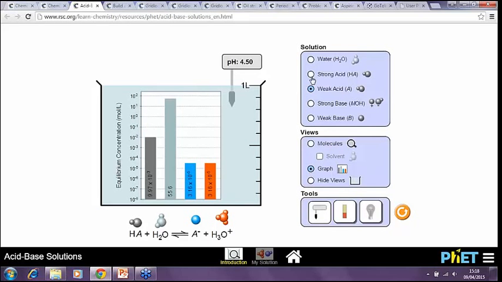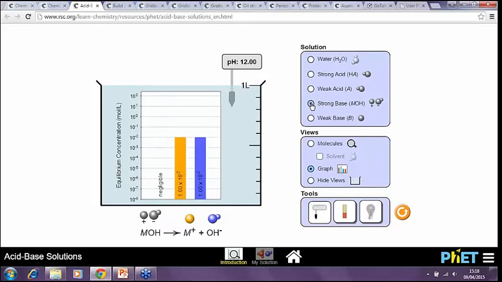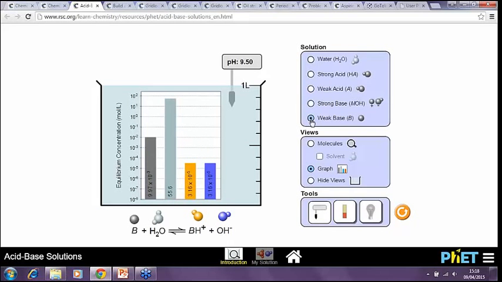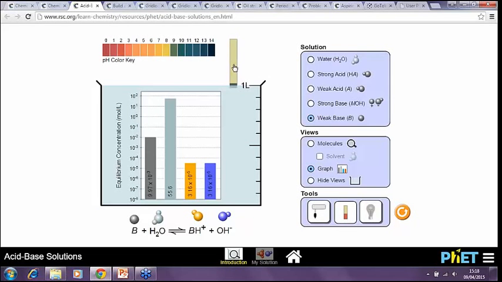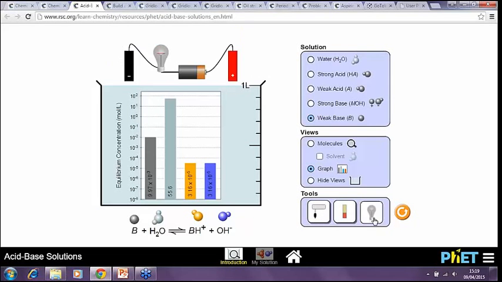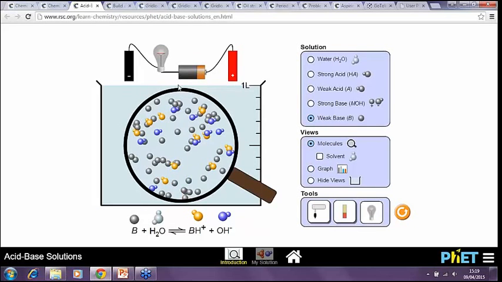You can have a look at this in a graph view, and again you can click through. You can look at strong acid, weak acid, strong base, weak base, and you can look at what happens to the concentration of the different ions and molecules there. Okay, we can change the tool that we're using. Instead of a pH probe, we could use some litmus paper, or we could see if it conducts electricity. So let's go back to the molecule view, and there we go. We can use our solution to complete our circuit and see if it conducts electricity. Okay.